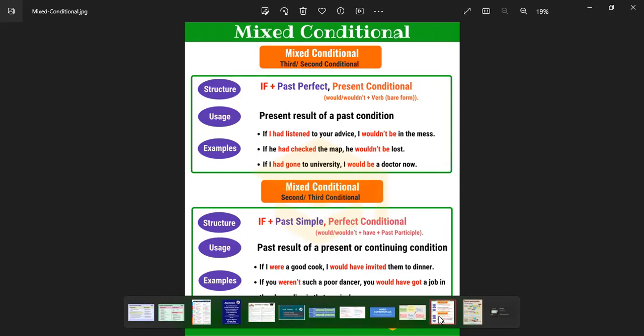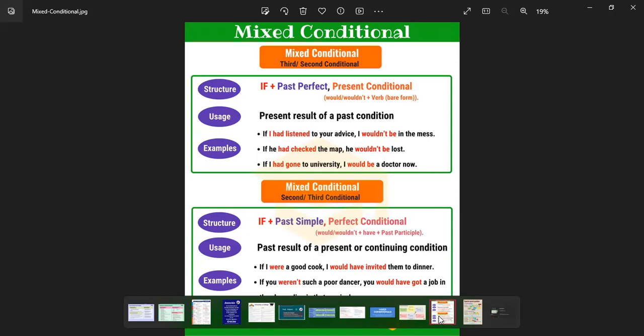If I had listened to your advice, I wouldn't be in this mess. So I didn't listen, and I am in the mess. If he had checked the map, he wouldn't be lost. He didn't check the map, so he's lost. If I had gone to university, I would be a doctor now. He didn't go to university, so he's not a doctor now.